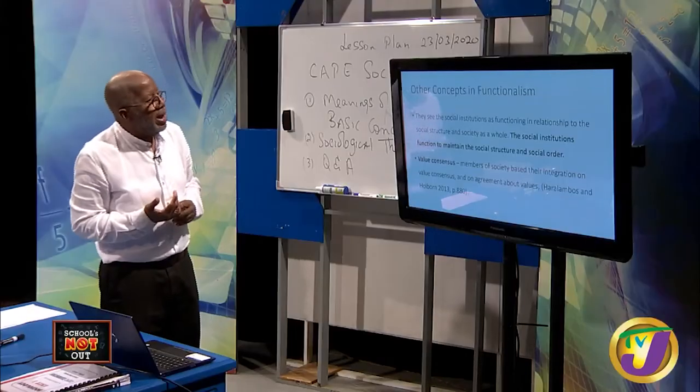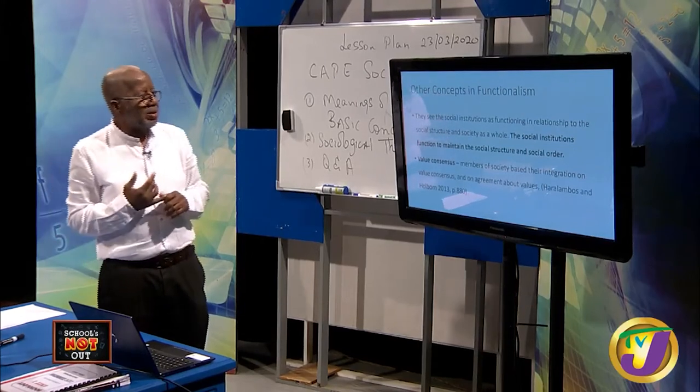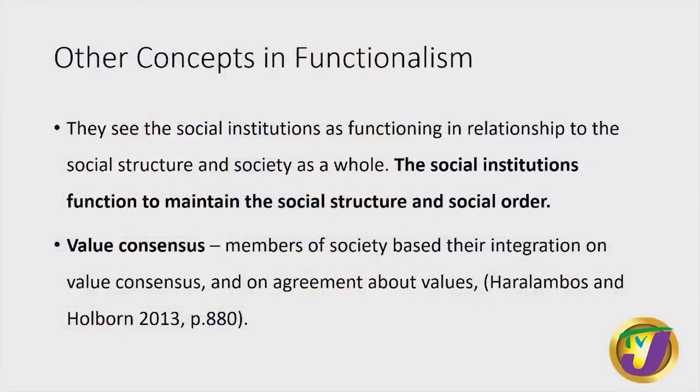Another concept we have is value consensus. Very important. Values are the things that we think are near and dear to us. In Jamaica, we value children. We value a job. We value a house. Most of us, our basic thing when we started working is to try to buy a house where I can live with my wife and children and so on and so forth.